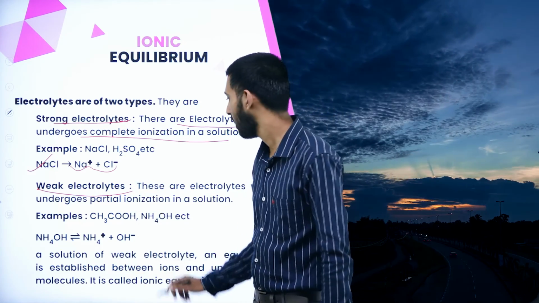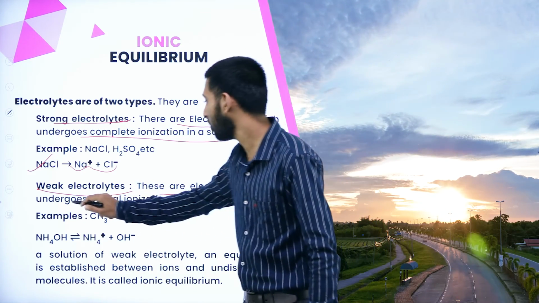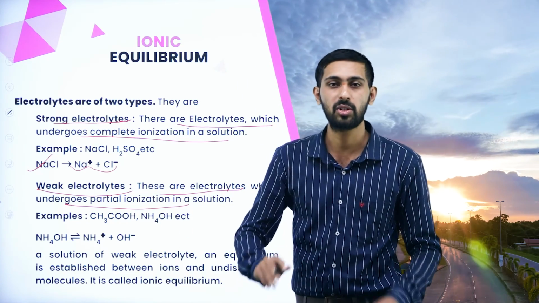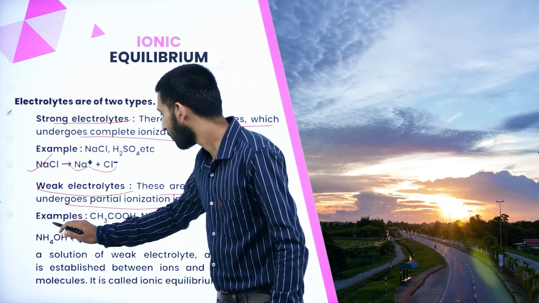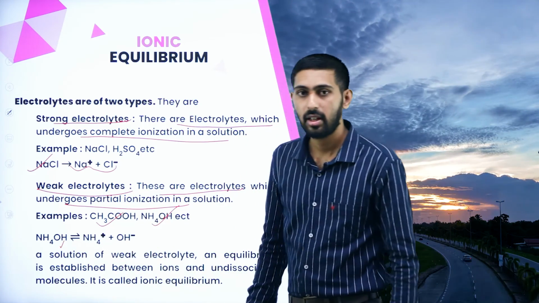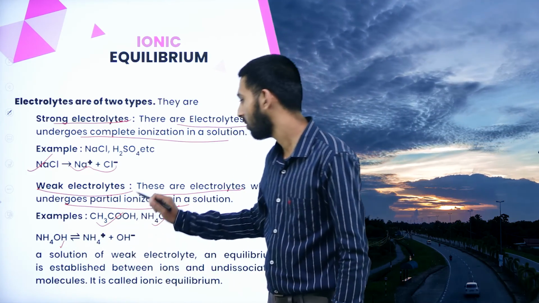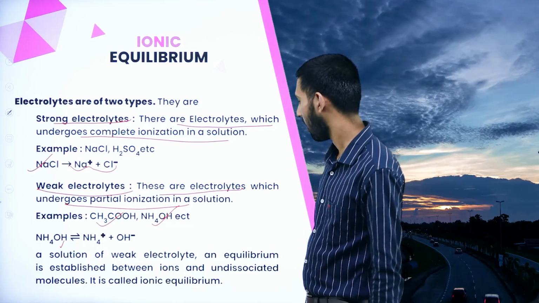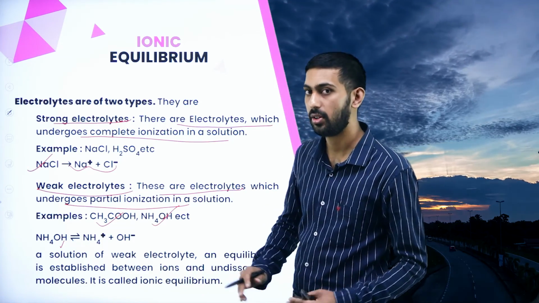And weak electrolytes are the electrolytes which undergo partial ionization. Examples are acetic acid and ammonium hydroxide. If you take ammonium hydroxide, you will get NH4+ and OH-. Now let us see the definition of ionic equilibria.